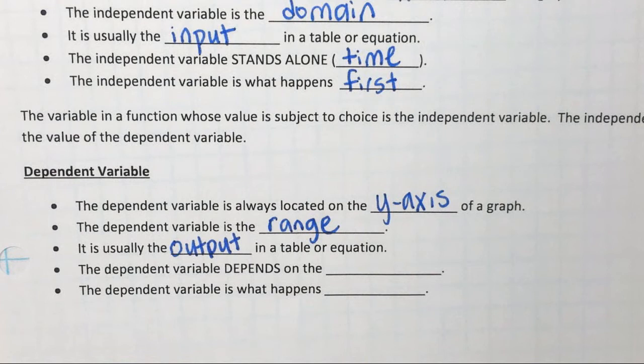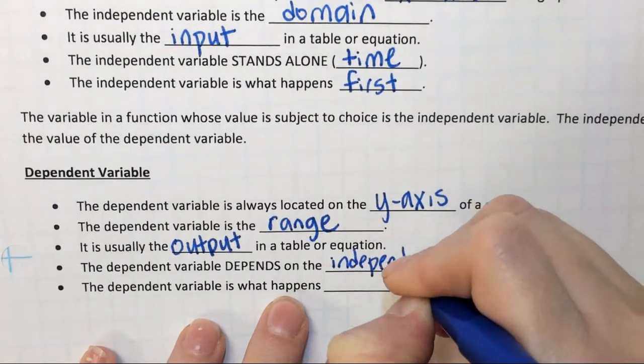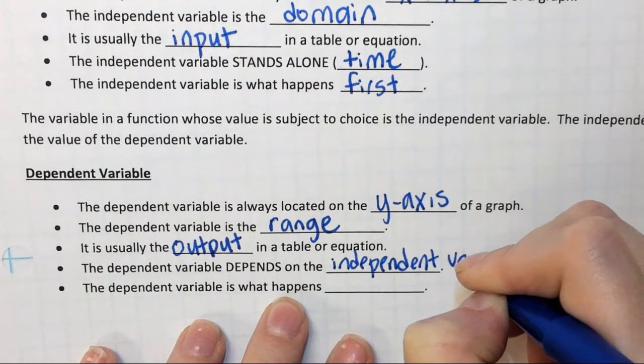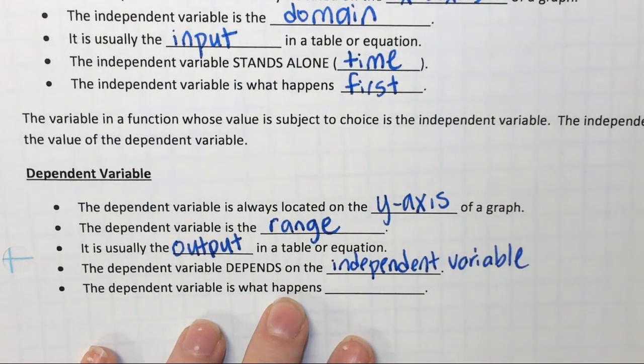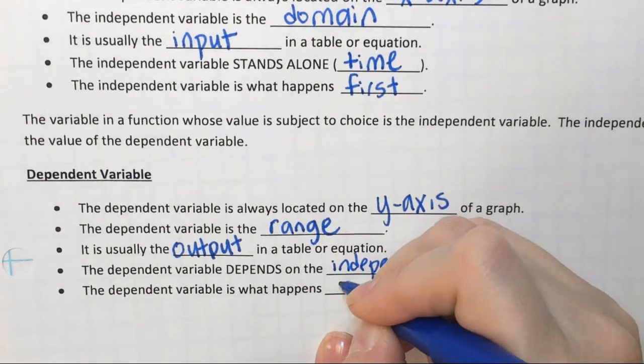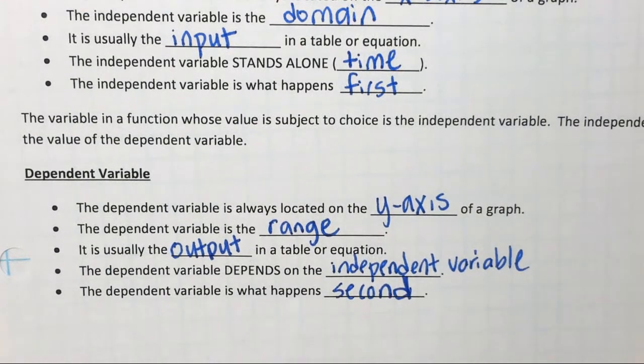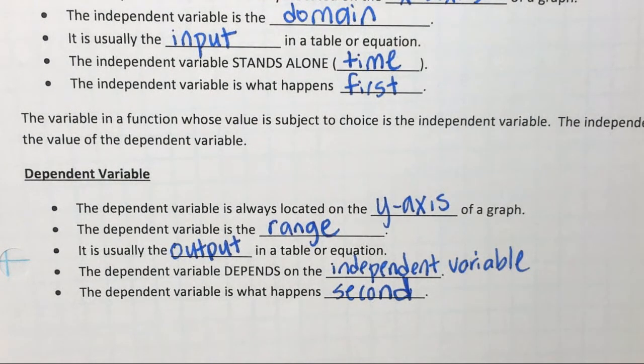The next one, the dependent variable, it depends on what the independent variable is. Okay, and this is what happens second. Okay, so on the back side of this paper, I have a few examples. We'll do the first few together, and then I'll let you do a few on your own.